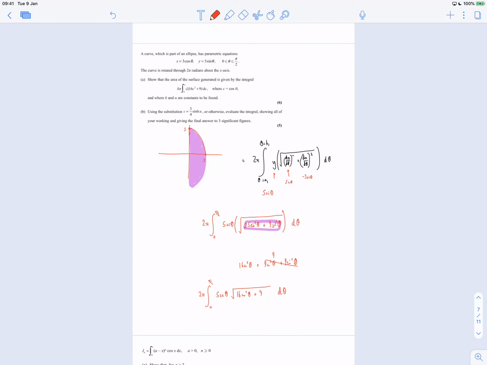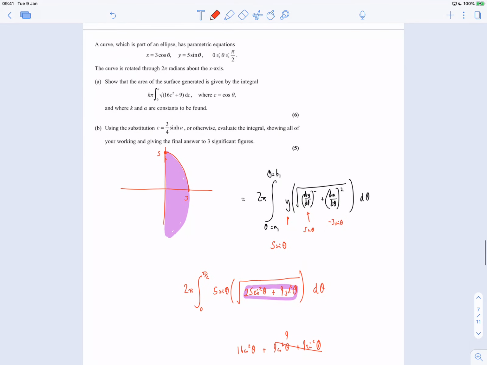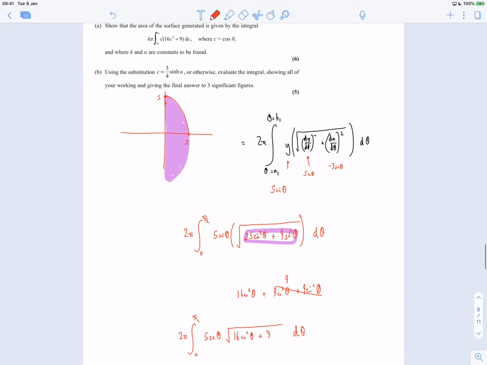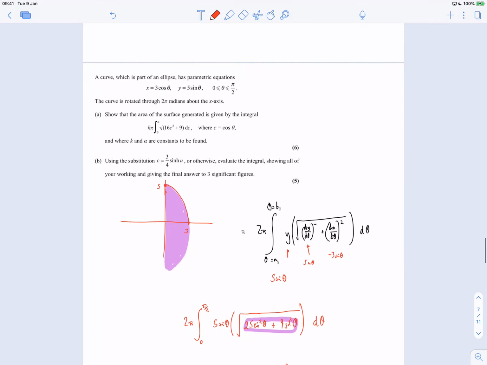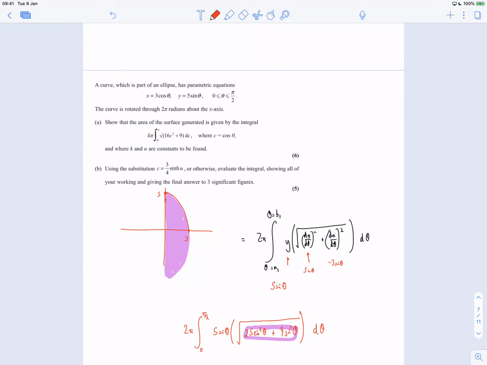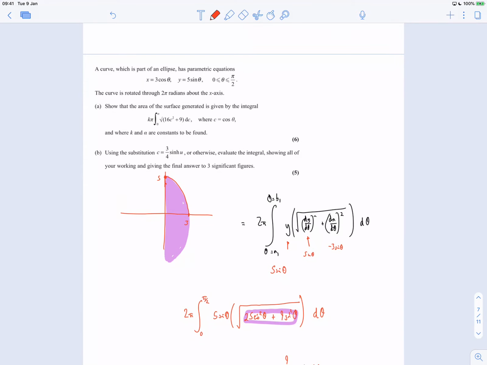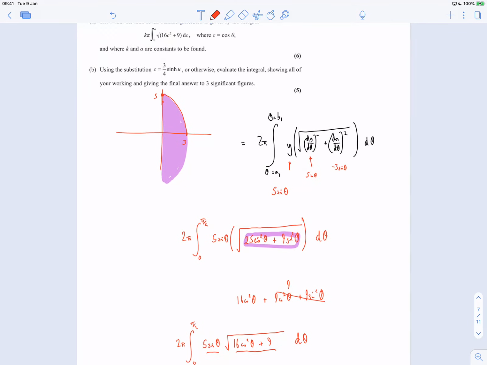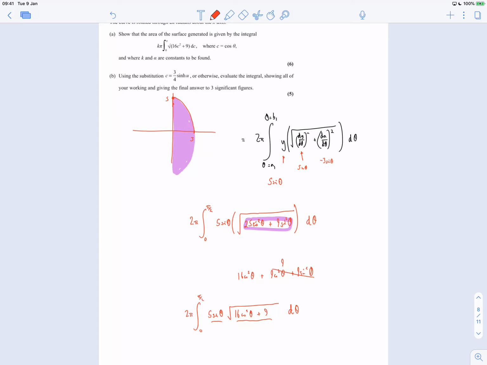So, stuff's happening now. Because I'm almost there. I've got this bit right, but somehow the 5 sine theta shouldn't be there. That's interesting. Why is that the case? No, I've done that bit right. Does that 5 sine theta cancel down anywhere? Oh, wow. No.